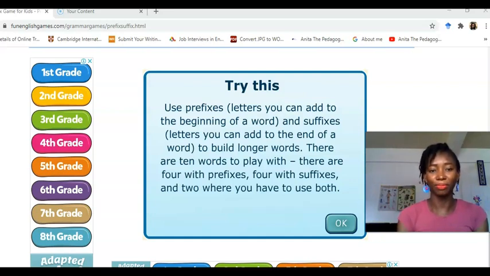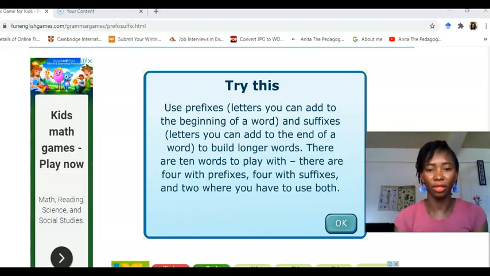Let's begin the game for us to take note of. In practicing this online digital game, we are going to use prefixes and suffixes to build words. And in all, there are 10 words to play with. And there are 4 with prefixes and 4 with suffixes, and 2 where both can be used. Let's look at the rules for the game.